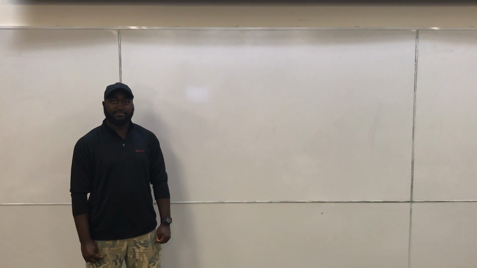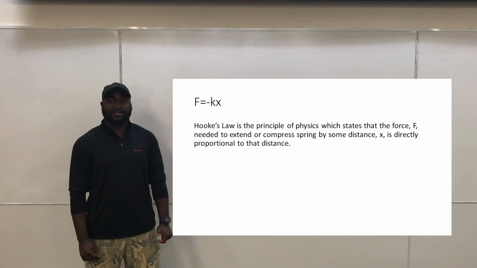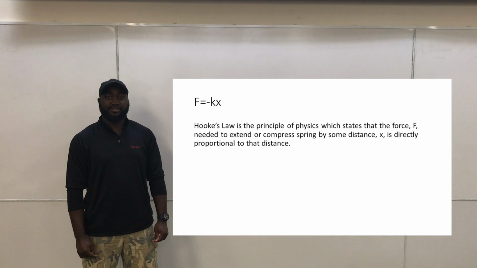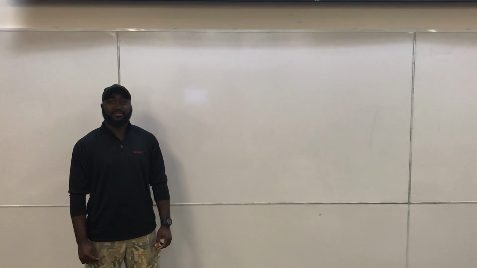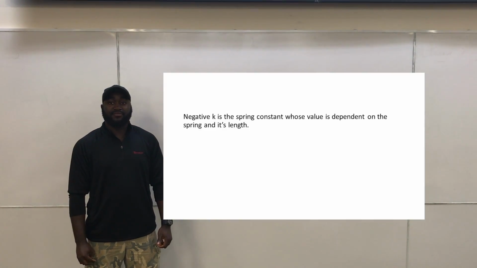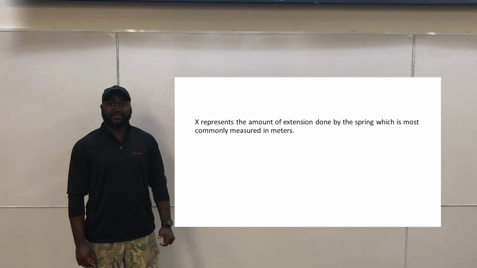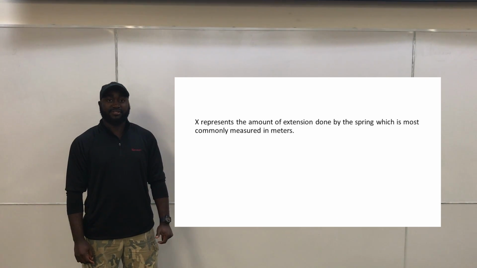So what is Hooke's law? Hooke's law is represented by F equals negative kx, where F is the force in newtons, and it's also considered the restoring force. Negative k represents the spring constant, and x is the amount of extension of the spring, which is commonly measured in meters.